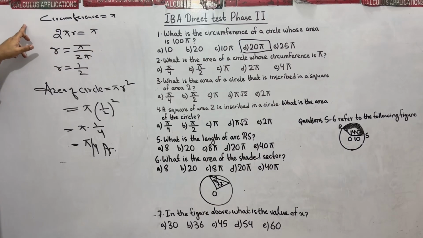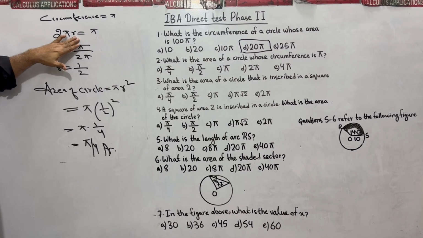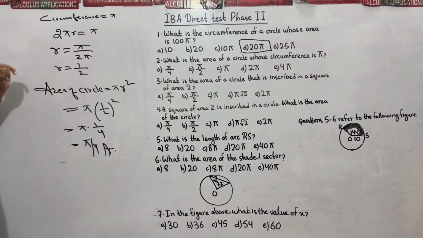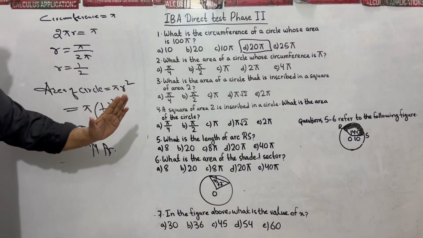In that case, we were given the circumference, equal to pi. The formula for finding circumference is 2 pi times r. Solve for r: shift 2 pi, pi cancels, giving 1 over 2. That is the value of the radius that we have just calculated. The area of the circle is what we are asked to find.